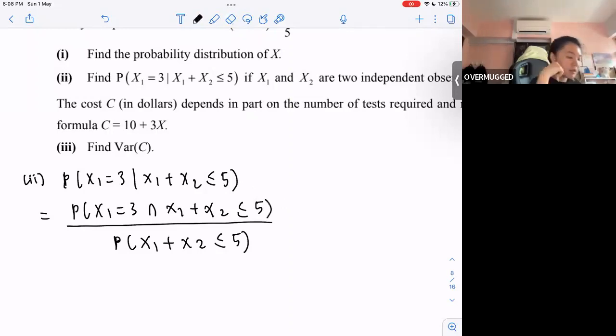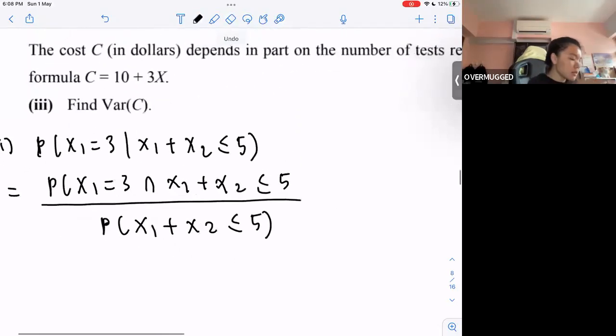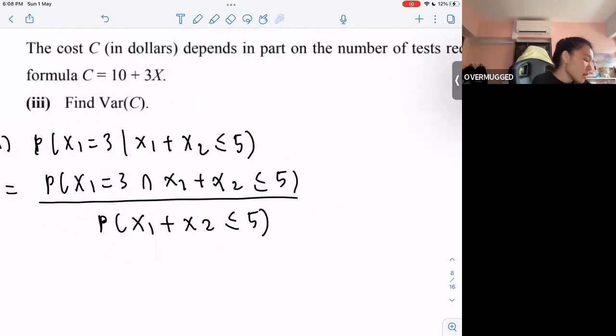From the probability chapter. Okay, so now let's think of it. When will my probability of x1 be 3 and my x1 plus x2 is less than or equal to 5?